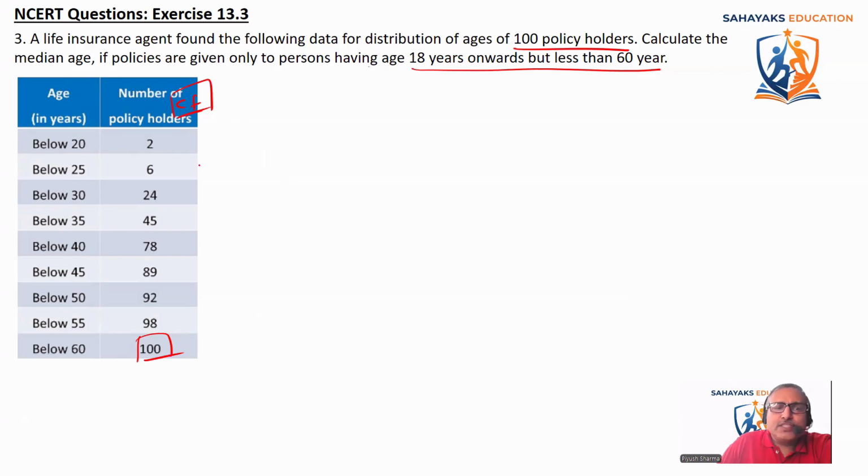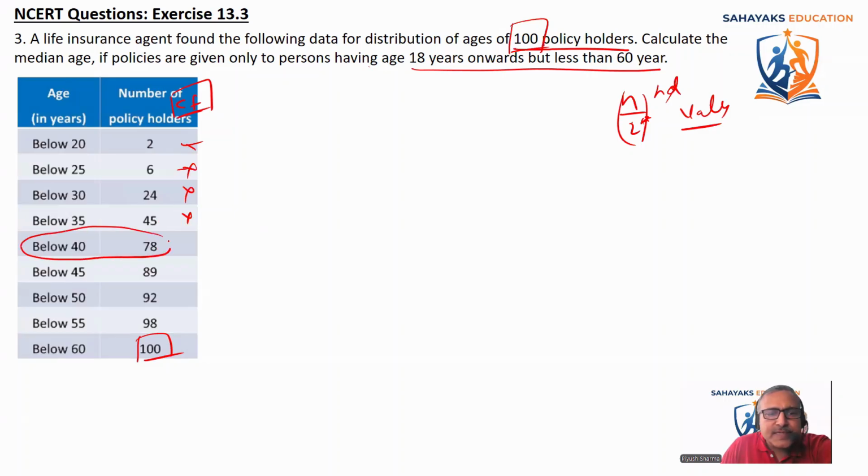Now how will you compute it? First of all, we'll find the median class. There are 100 policies, so we have to find the n by 2 value. What is the n by 2 value? The 50th value, or 50, 51 value, will lie where? Will it lie here? No. It will lie somewhere between 45 and 78. So it will lie in this class. And what is this? It says below 40. That means it is 35 to 40. 35 to 40 is this class.